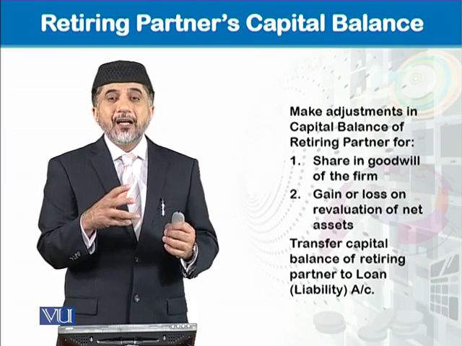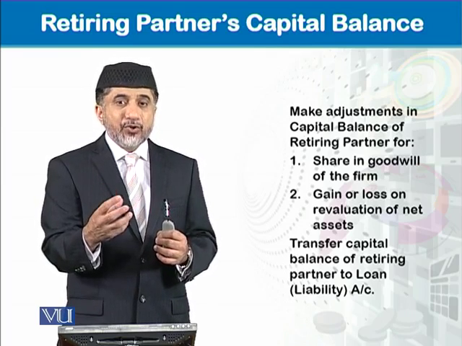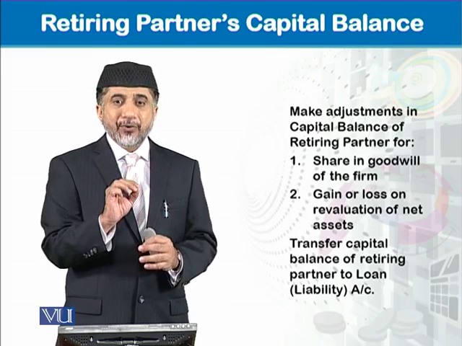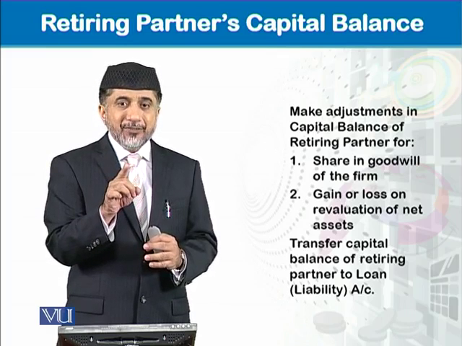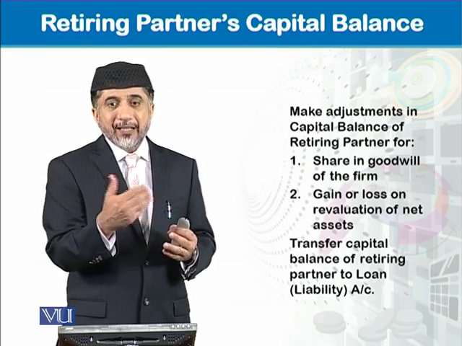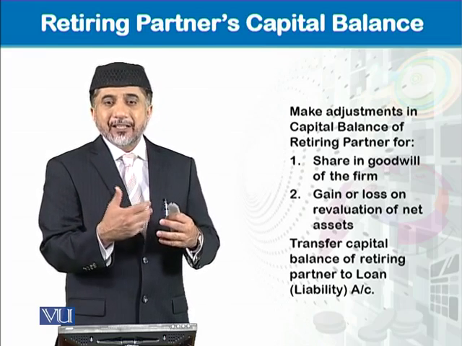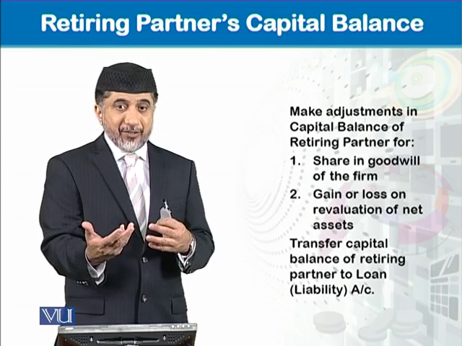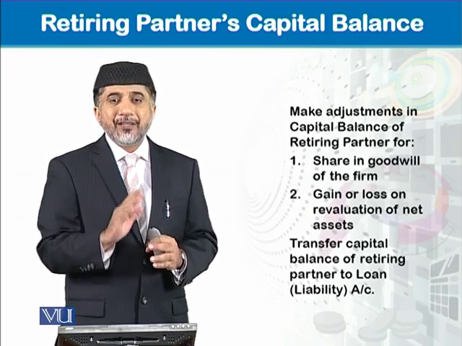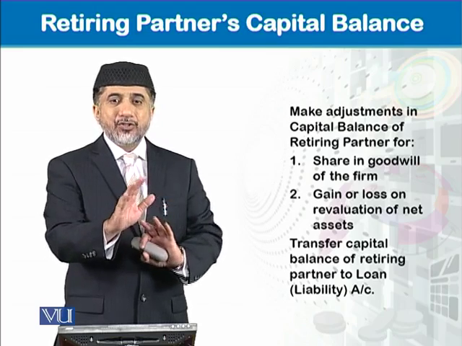Or if there is a current account of that partner and the current account is showing a debit balance, put that debit balance on the debit side of the partner's capital account. And if there is a credit balance of the current account, obviously that will be closed on the credit side of the partner's capital account. Goodwill and revaluation gain or loss will be affected accordingly. And then if we have cash, make payment of that balance, and that retiring partner is gone with the cash.